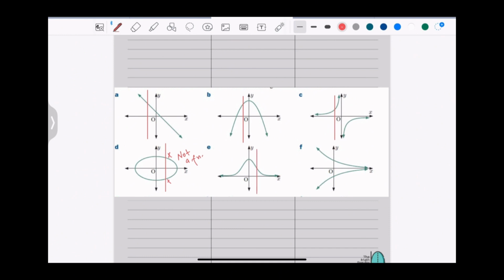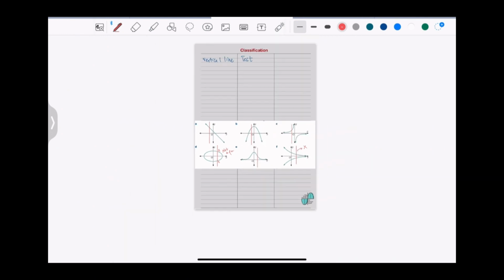Now here you can draw anywhere, you can draw here. You will see that this is as well not a function because it is intersecting more than one point. So in order to test whether the behavior in front of you is a function or not, you draw straight away a vertical line to check whether it intersects more than one point.